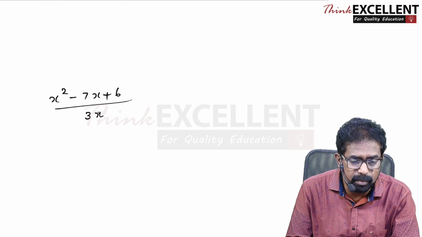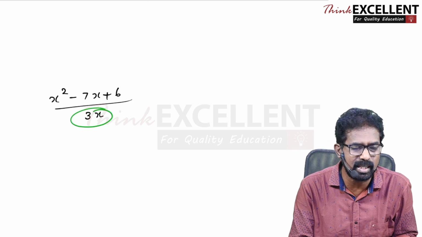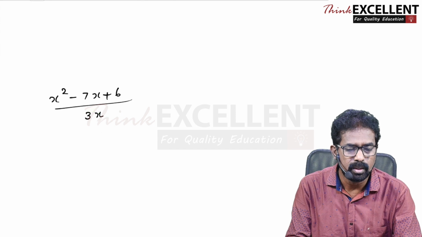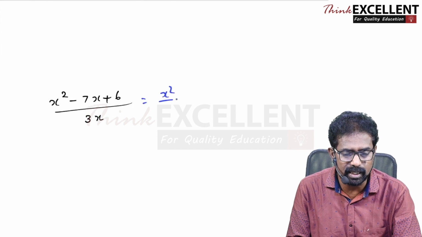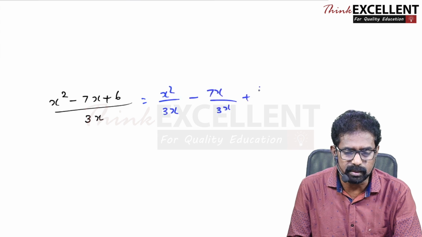So here you see the denominator 3x is a single term. If it is 3 plus x, two terms, right? But 3x is a single term only. So you can split it into 3. How? First term x square by 3x, minus 7x by 3x, plus 6 by 3x.